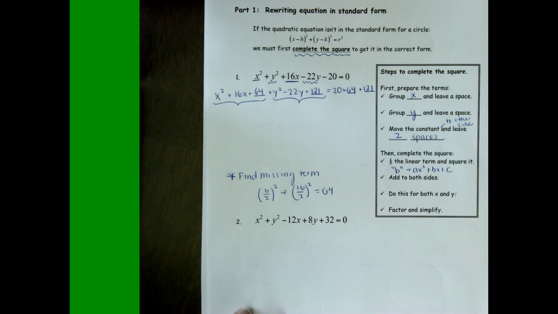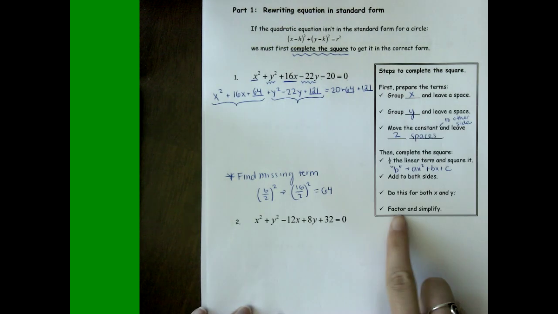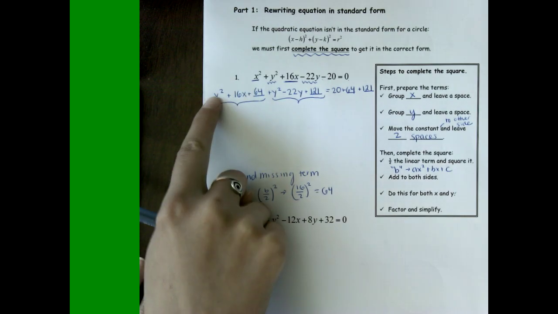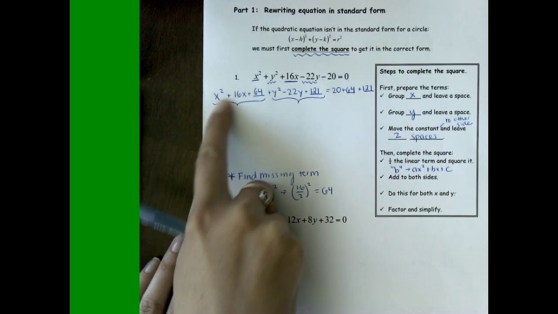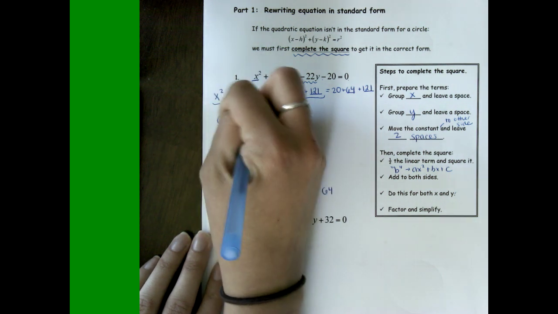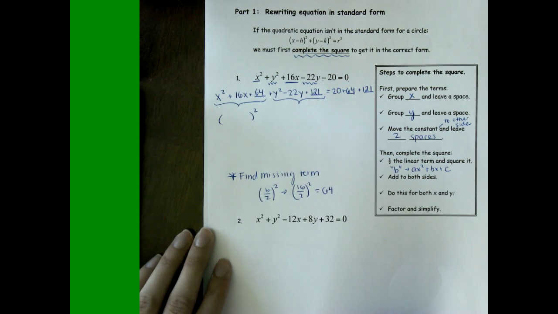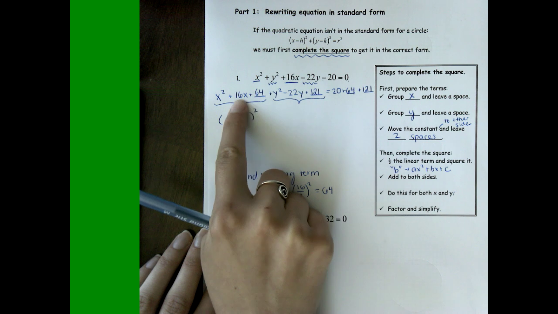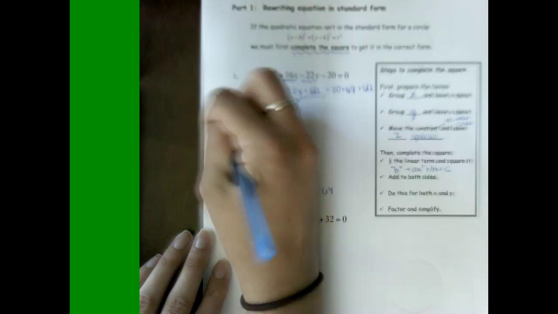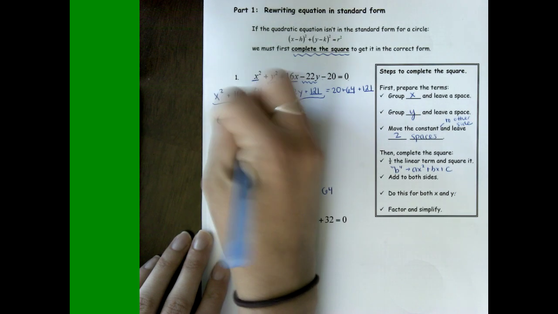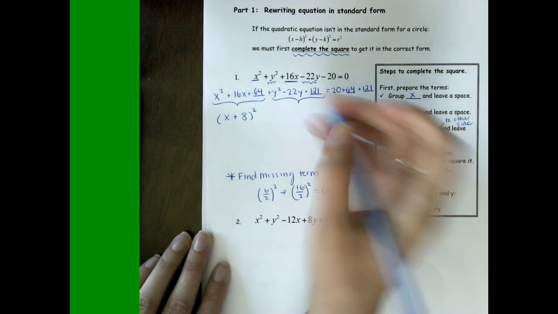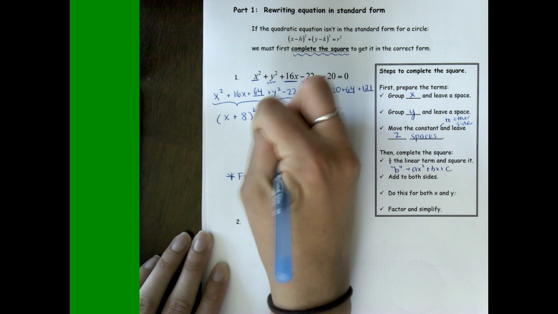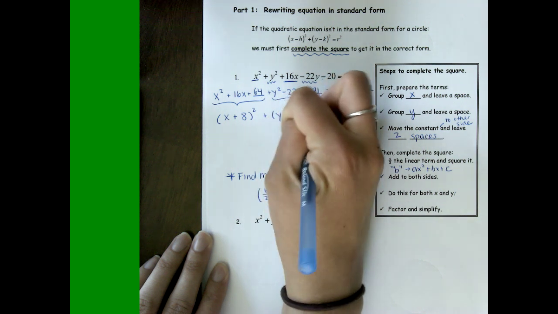And then you are going to finally factor and simplify. Because we've completed the square now, this is a perfect square trinomial, which means that we can factor it. The two terms that multiply to 64 and add to 16 are 8 and 8. So this is going to be x plus 8 squared, and then this is going to be y minus 11 squared.